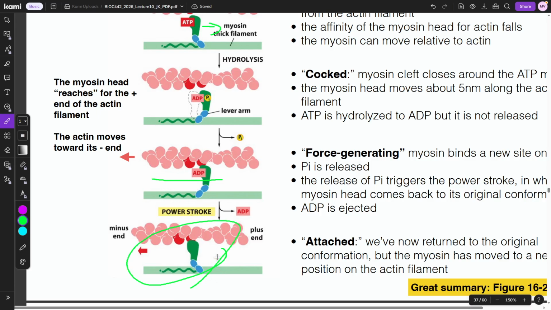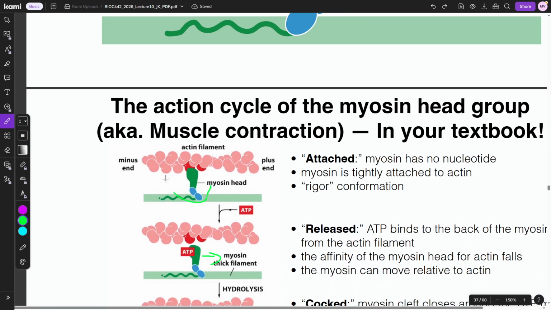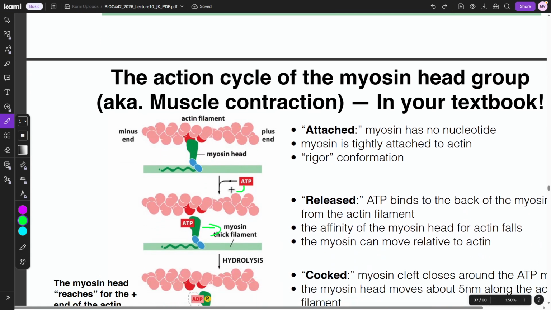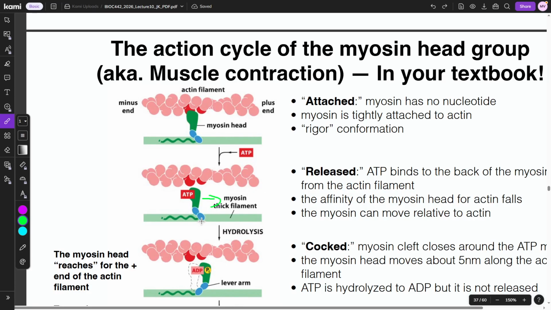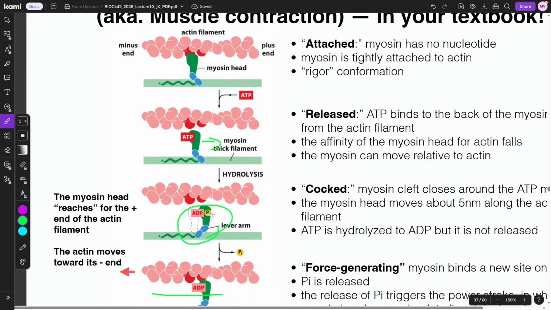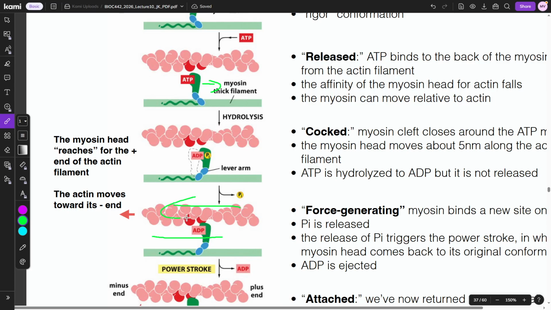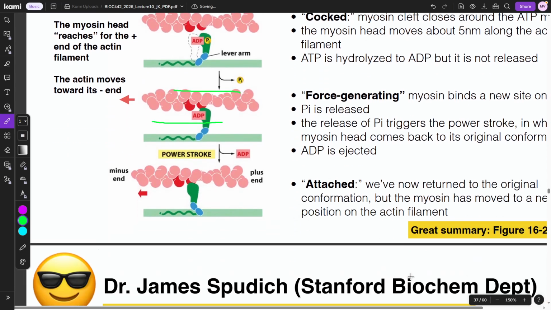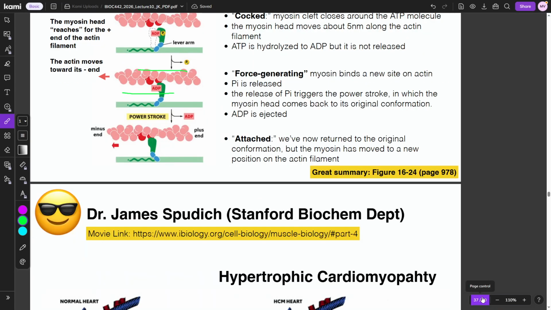And so now we are back at this step up here where we need to bind ATP, hydrolyze it to put it back into this spot. And then we do the power stroke. And then we're back here again. So that's the main thing to keep in mind for that.